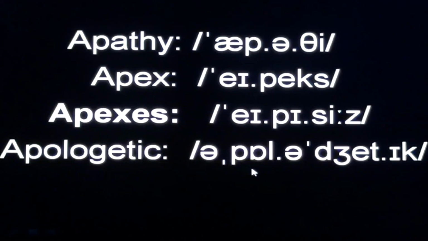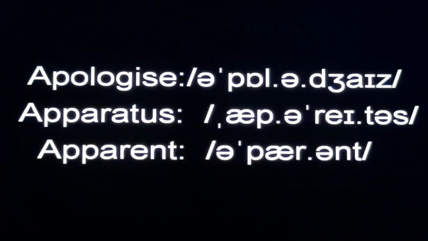Then the word is apologetic. Primary stress is on the j sound, not on pa. This is apologetic. Speak out. Apologetic. Another word is the verb of that word, and this is apologize. Speak out. Apologize. Speak three or four times with me. Apologize.